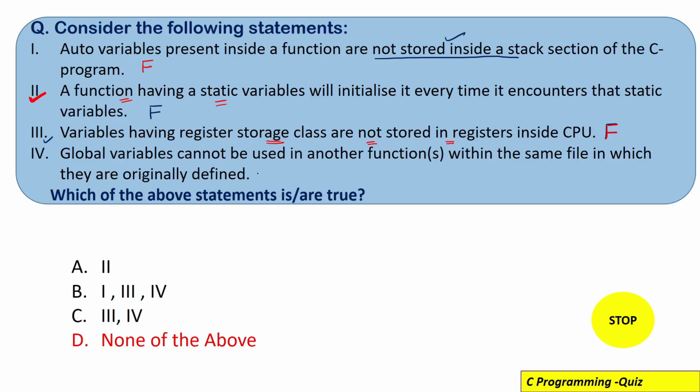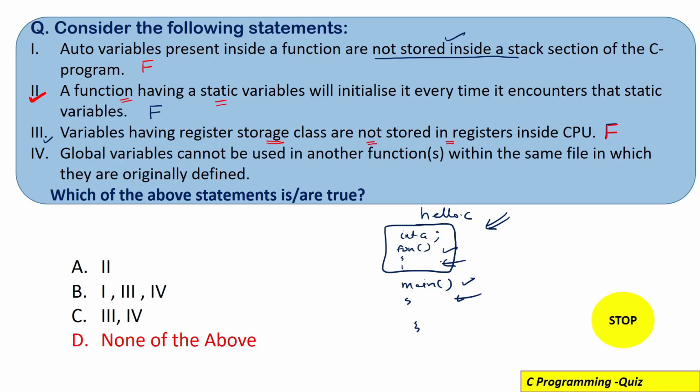Now let's see the last statement. It says global variables cannot be used in another function within the same file in which they are originally defined. So it means, let's say we have some program, hello.c, and we have some global variable, let's say int a, and then we have some functions, some main and some other function. This is our original file, and these are the functions. So it is saying that this global variable cannot be used here and here.